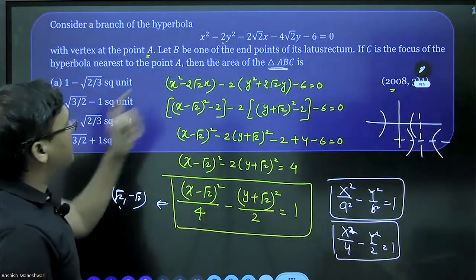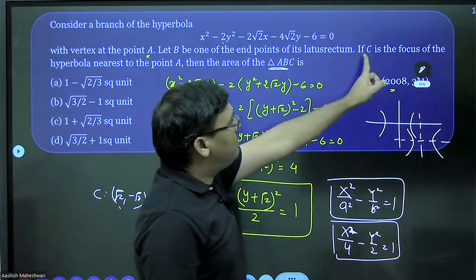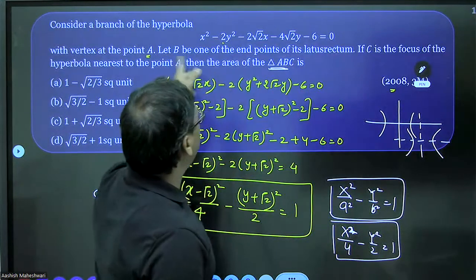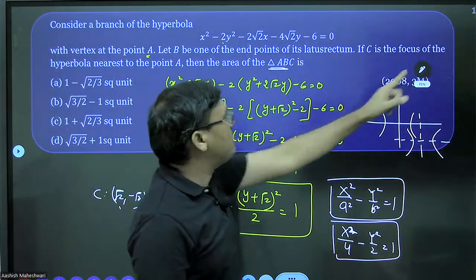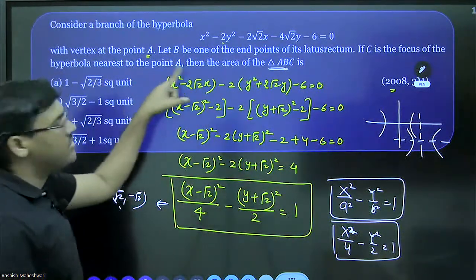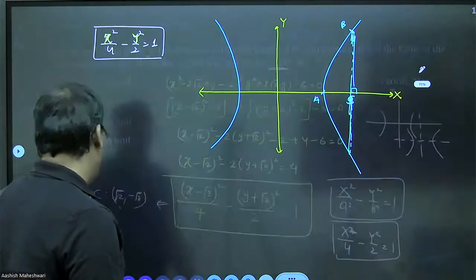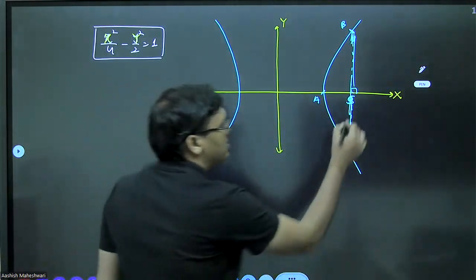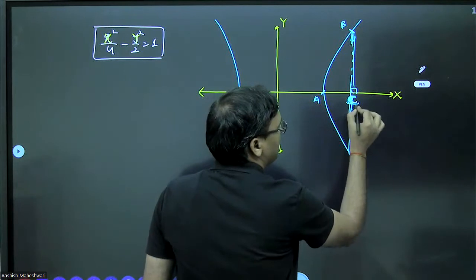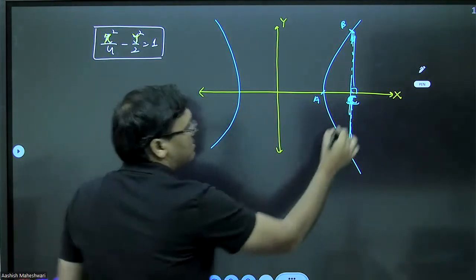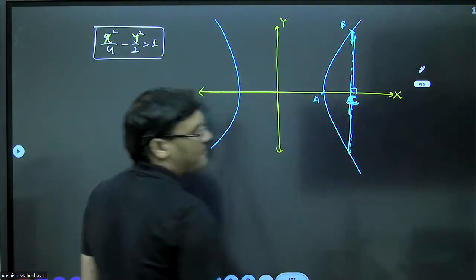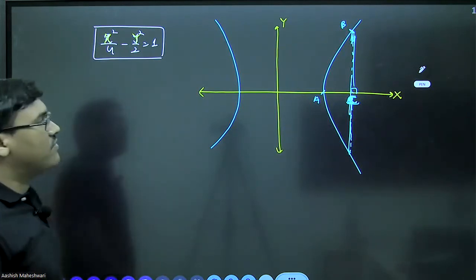So this is point B. B is one end of the latus rectum. C is the focus of the hyperbola nearest to point A. So C is the focus which is nearest to A. This is point C, the focus nearest to point A. Then you have to find the area of this triangle ABC.